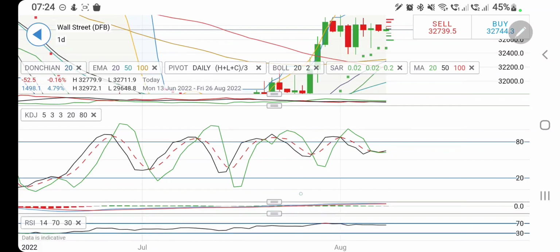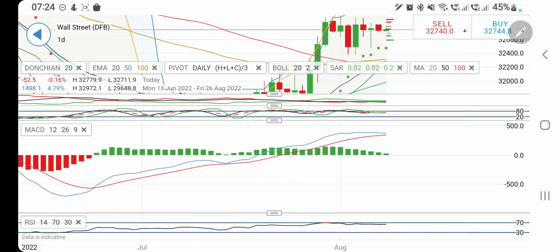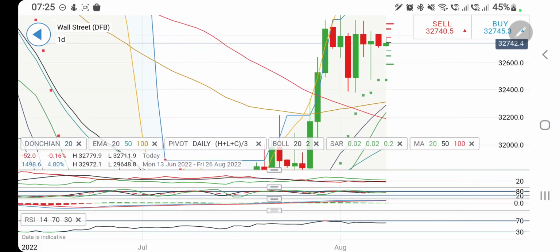Directional movement is bearish. Stochastic is comfortable near to top. MACD is trying to converge, crossover for a sell entry. RSI is trading flat. I look forward to a drop, and yes, you can either take a short entry at around 32,800, 32,820, but do not go short once it is above 32,820.